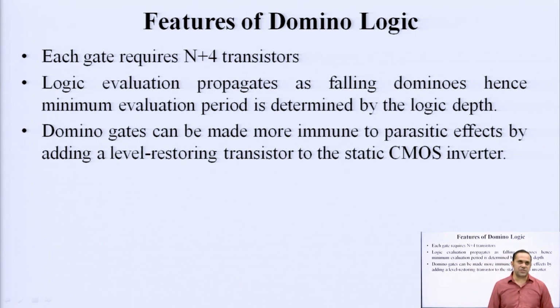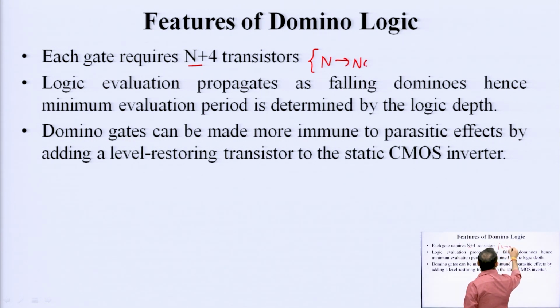Let us see some of the features. Right. So, this is the first line which you read here, that each domino logic gate is going to require n plus 4 transistors. Here n is the number of inputs.